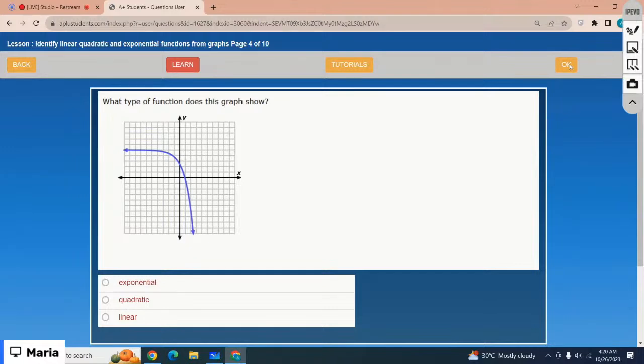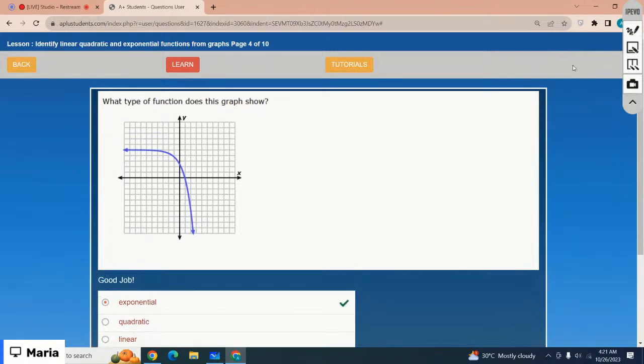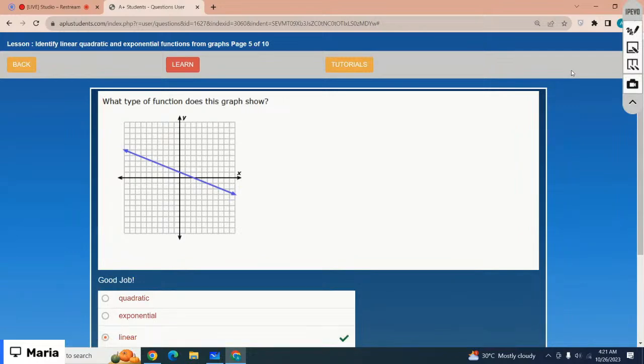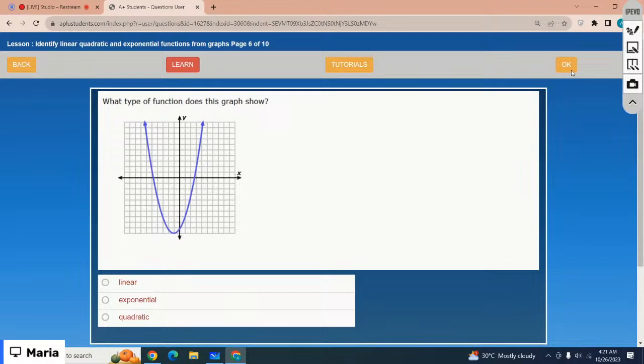Which is the correct option? That is the graph of the exponential function, right? The correct option is exponential function. The correct option is that is the graph of the linear function. What type of function does the graph show? Which is the correct option?